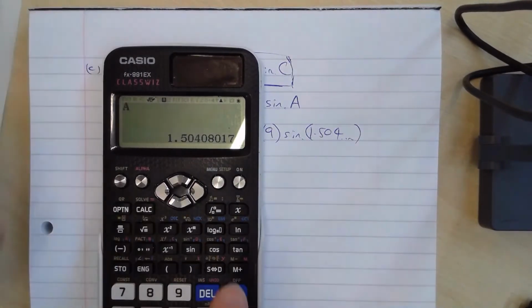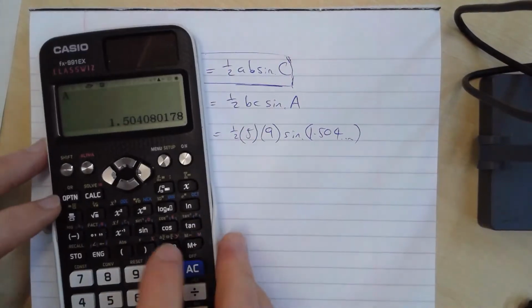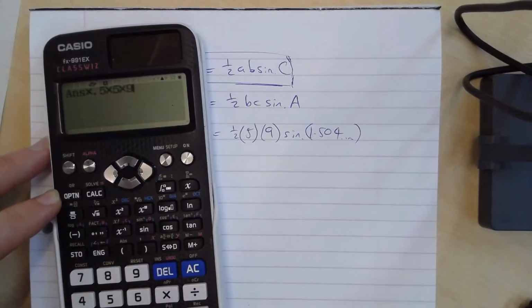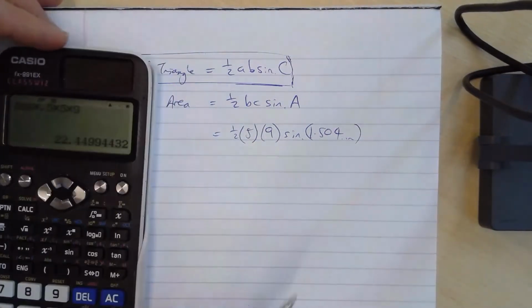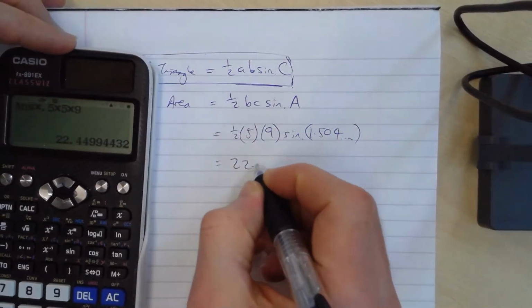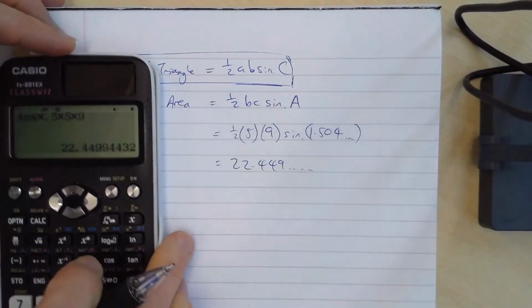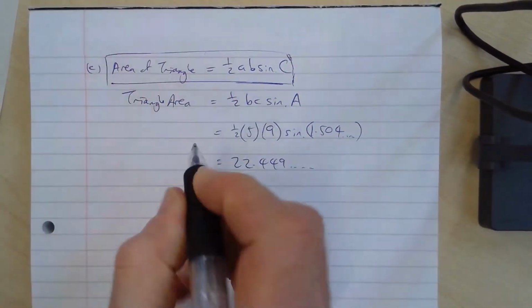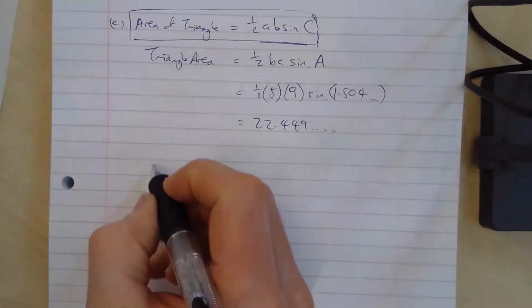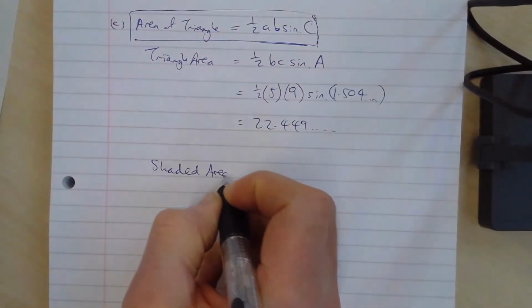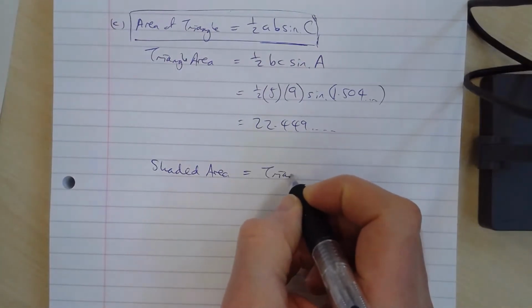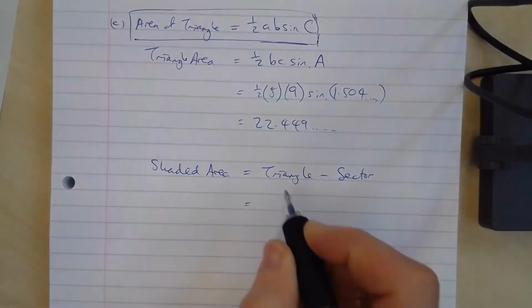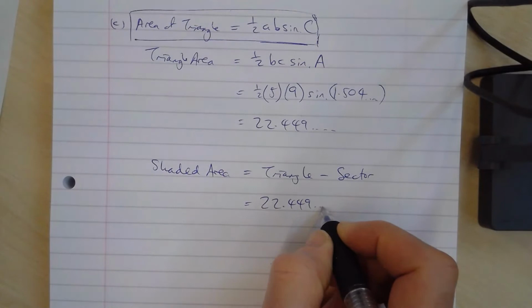Okay, I've got my value then. What am I doing with it? I'm taking the sine of it, and then I'm multiplying it by 0.5, and 5 and 9, and I get 22.4499, etc. Okay, so that's the area of the triangle. Let's put that there, triangle area. So crucially, the shaded area is the triangle area take away the sector area. And for us that's 22.449, etc.